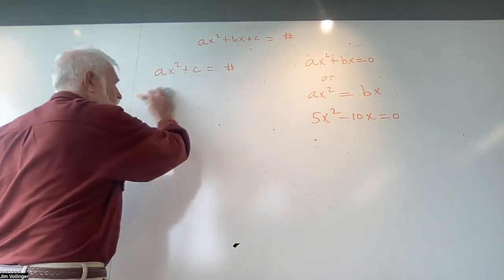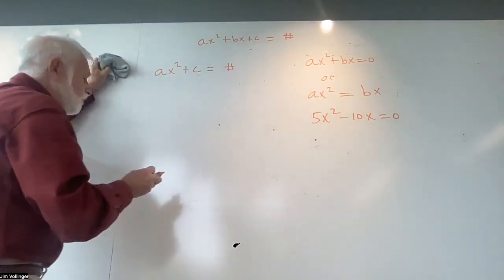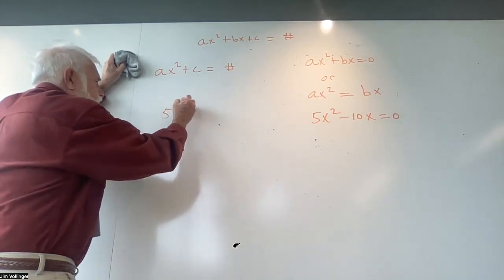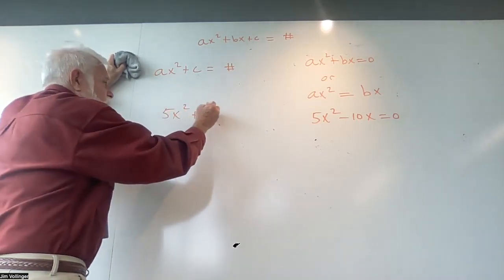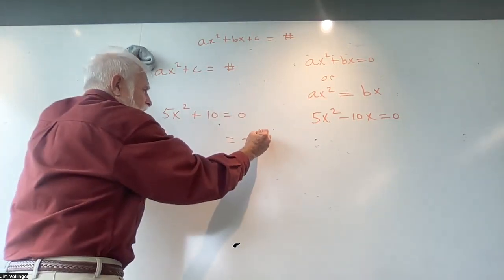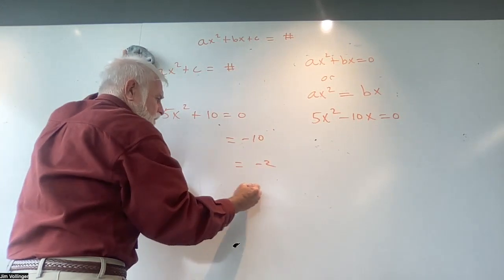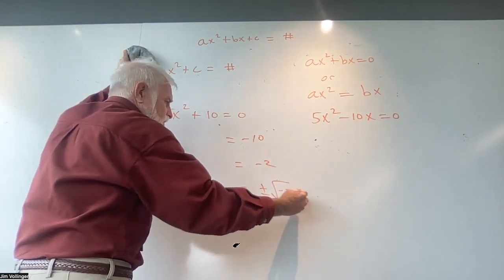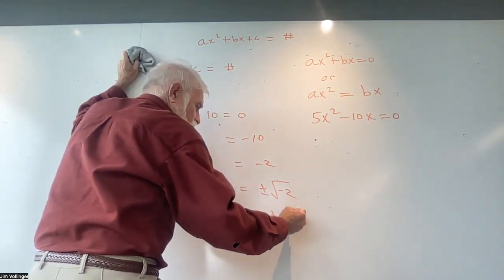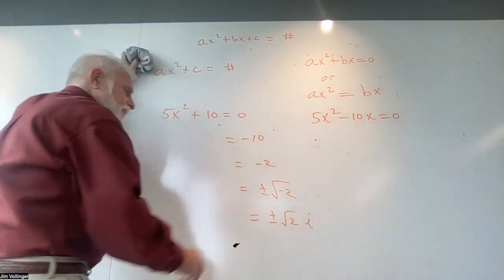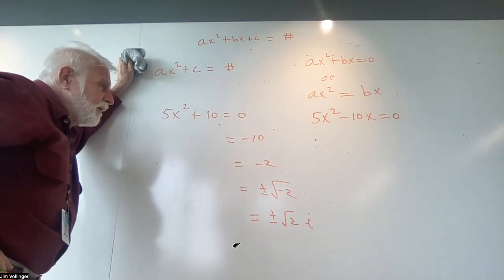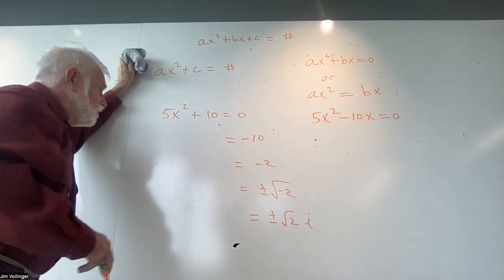So let's do 4 more of those and let's just solve them quickly. I will do 5x squared plus 10 equals 0. That has a little bit of a kick to it. So that's minus 10, that's minus 2, that's plus or minus the square root of minus 2, and that's equal to plus minus the square root of 2i. I haven't been giving you that situation yet. A week from now, we'll be talking about imaginaries, and we will include that.